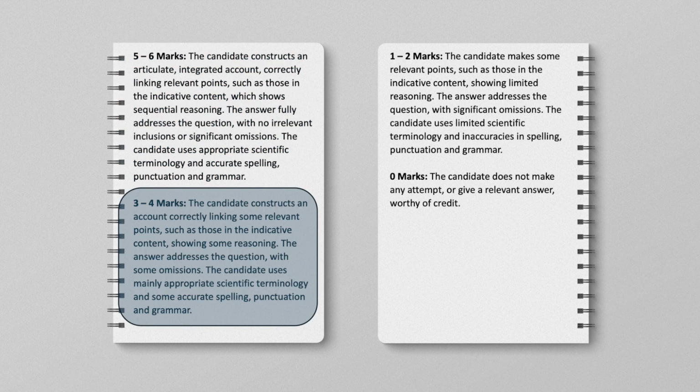To be awarded between 3 and 4 marks, the candidate constructs an account correctly linking some relevant points, such as those in the indicative content, showing some reasoning. The answer addresses the question with some omissions. The candidate uses mainly appropriate scientific terminology, and there is some accurate spelling, punctuation, and grammar.